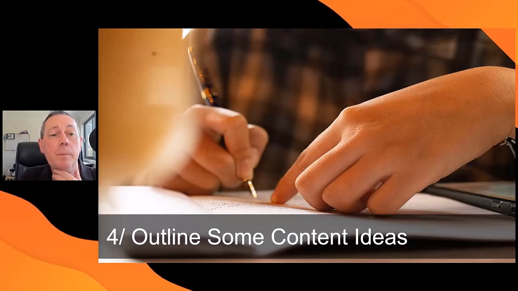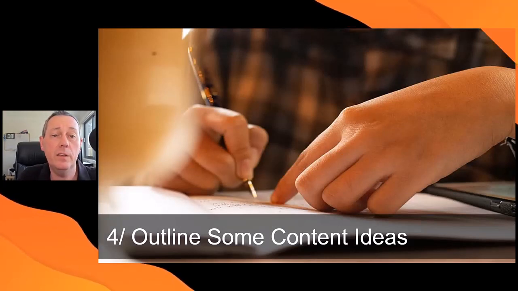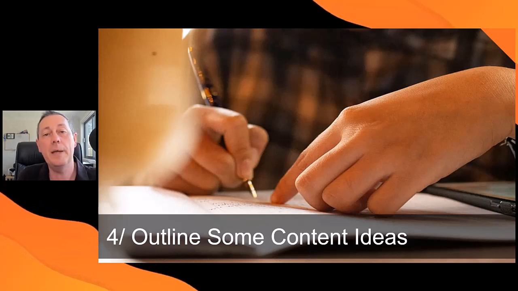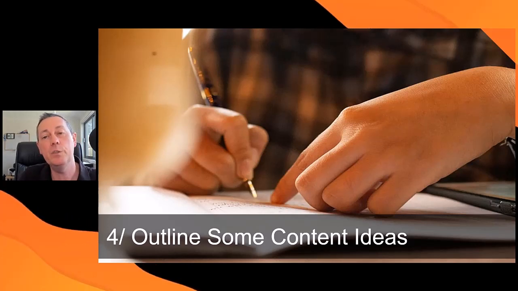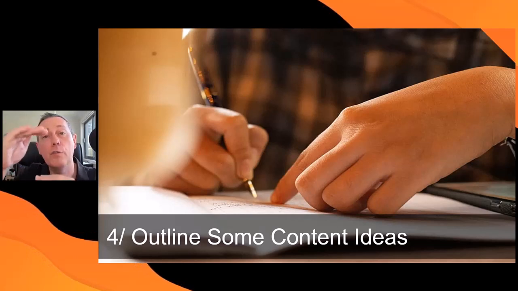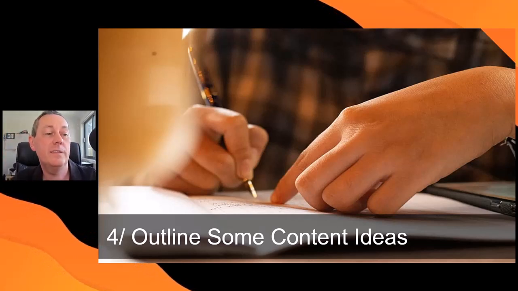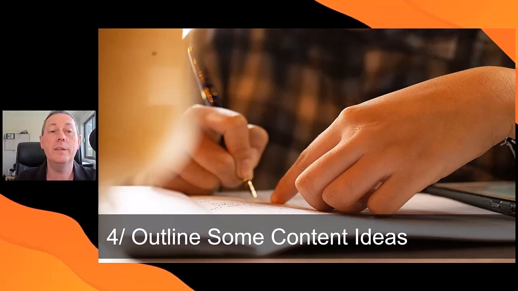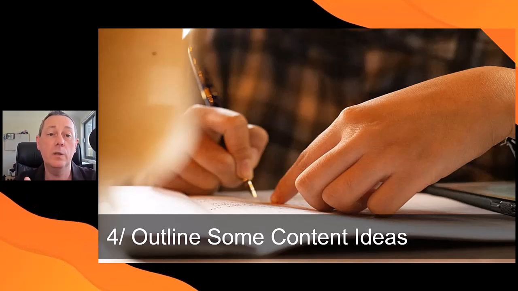Number 4 is outlining some content ideas. So your next process is, once you've done your ideal customer avatar, once you generate your keywords, once you've done your research on those top 5 that are ranking for those keywords, next step is to start outlining some content ideas and start scheduling that content on your website.